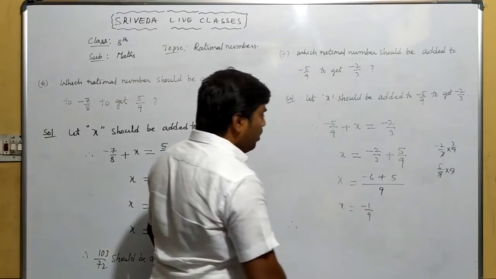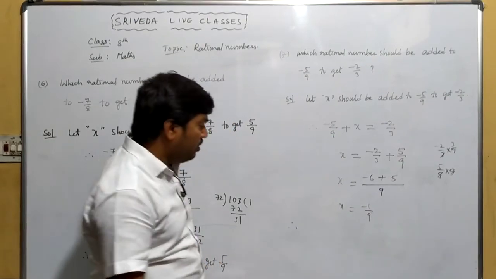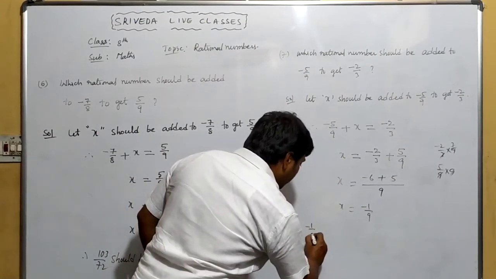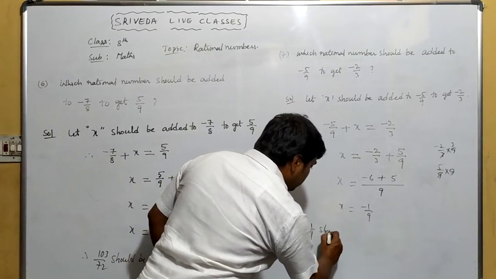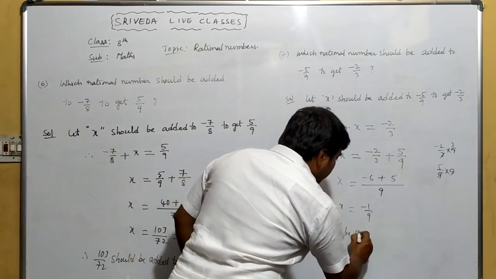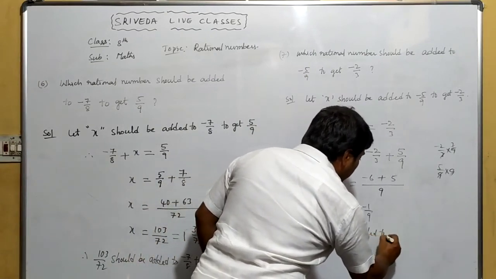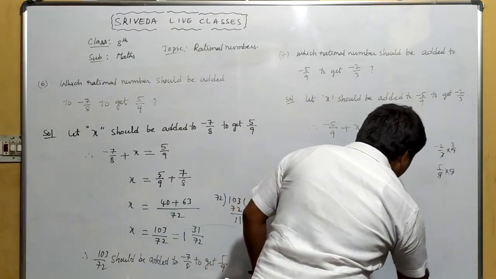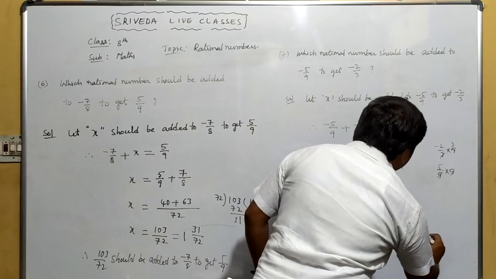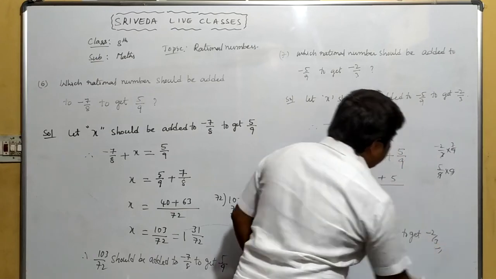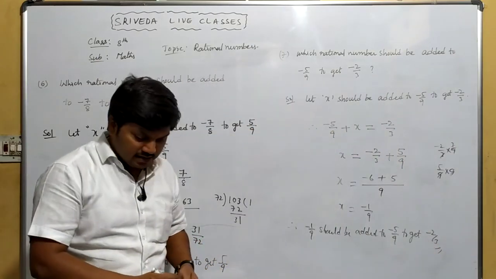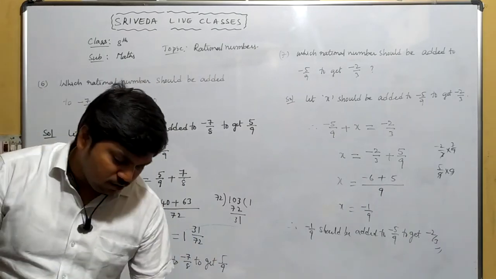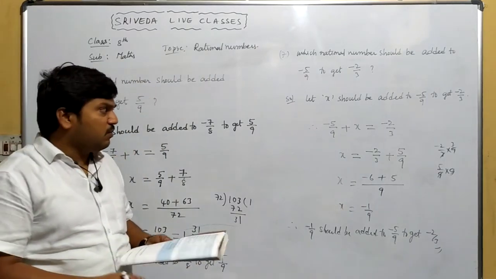Therefore, minus 1 by 9 should be added to minus 5 by 9 to get minus 2 by 3. This is the answer. Like this you can do it on your own. You just go through that.